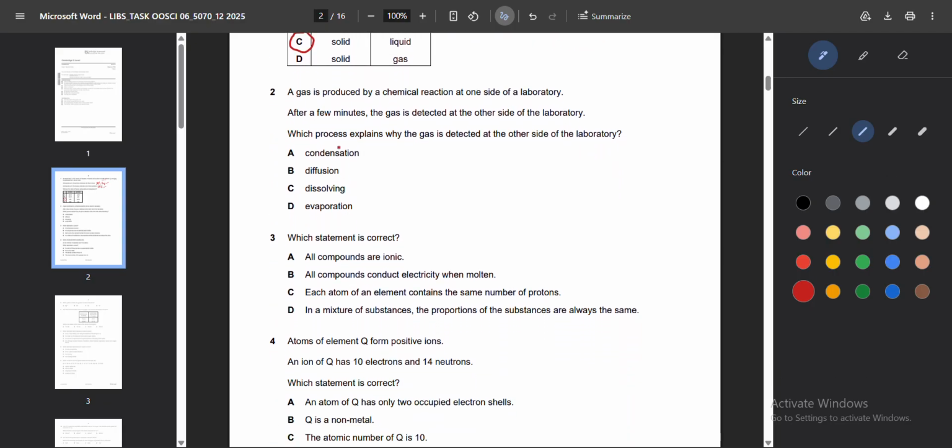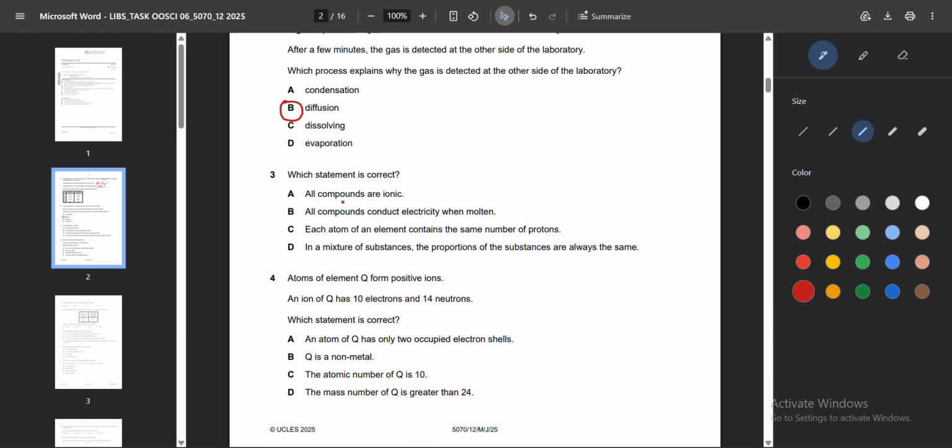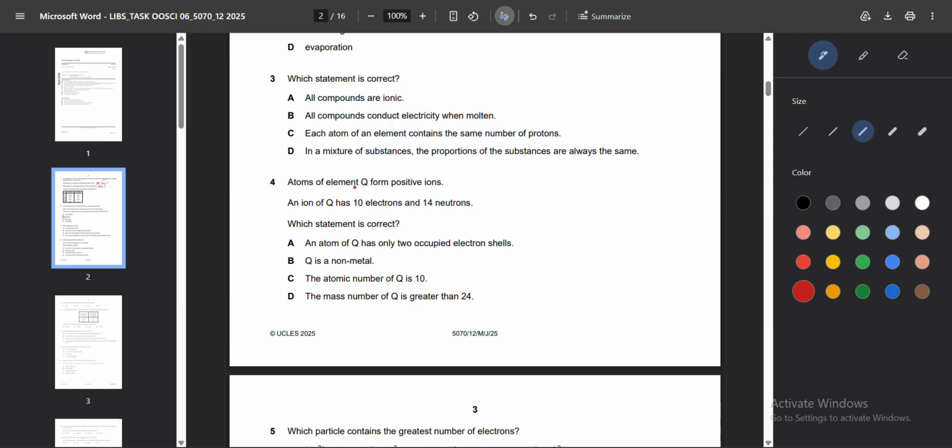Next is that a gas is produced by a chemical reaction at one side of the laboratory. After a few minutes, the gas is detected at the other side of the laboratory. Which process explains why gas is detected at the other side of the laboratory? So the process is diffusion, which means the spreading of molecules from higher concentration to low concentration.